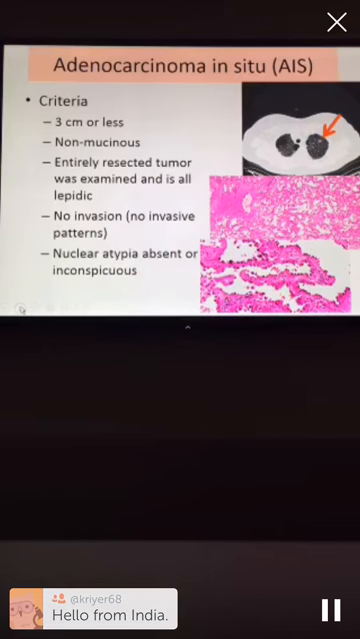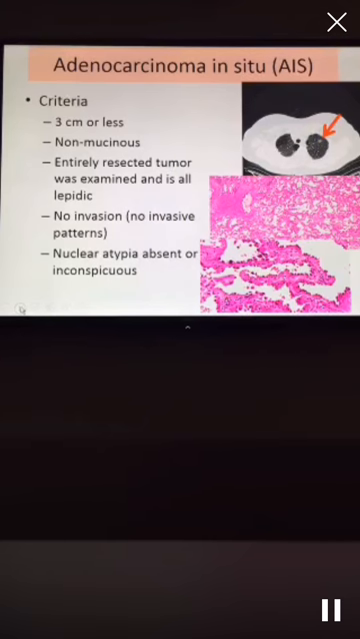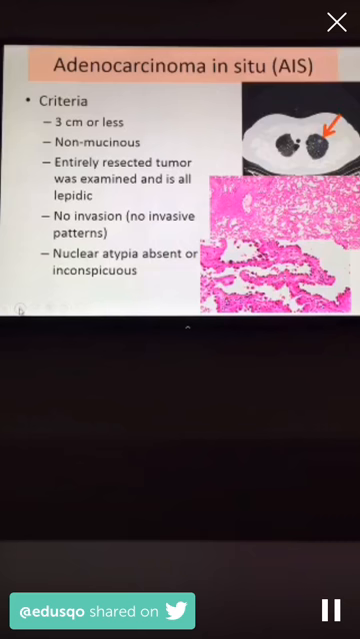In other words, if there is a lot of nuclear atypia, if it just looks like a very bad, cytologically atypical tumor, I would not call it adenocarcinoma in situ. So there are many things that make this a very strictly defined, very tight entity. And does anybody know why we're being so strict about this? Why are we so strict about the adenocarcinoma in situ diagnosis?